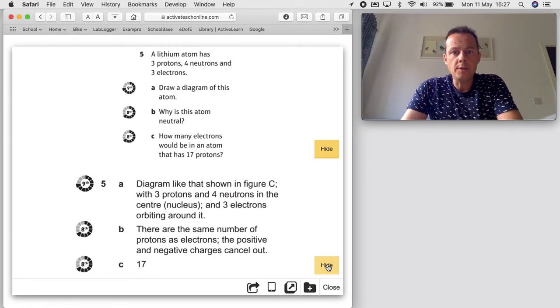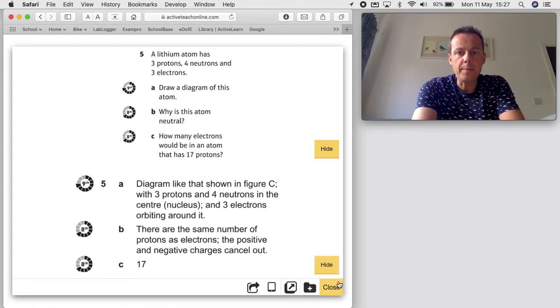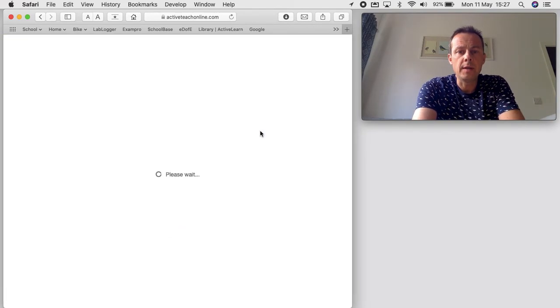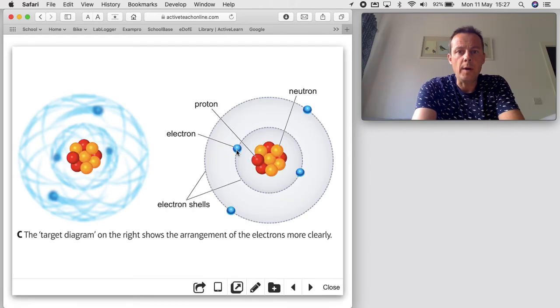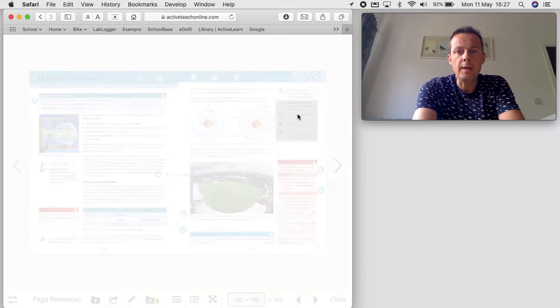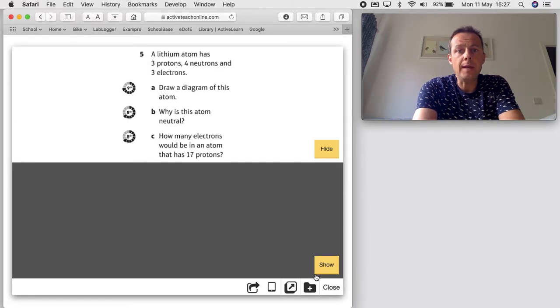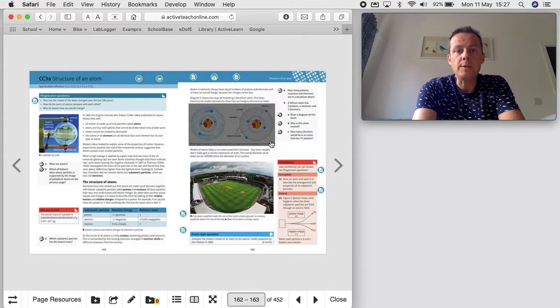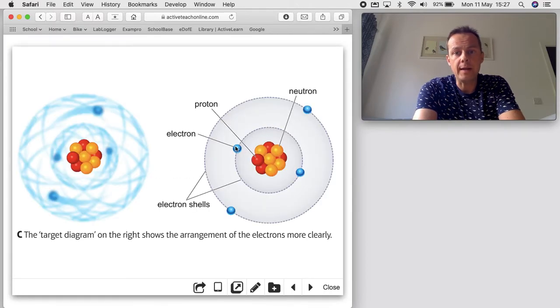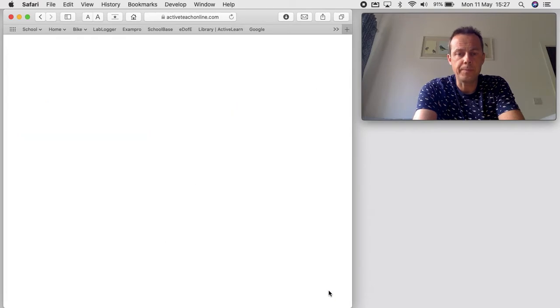Here we go. So the diagram should look like this. Whereas here we can see we've got 4 electrons. If we are drawing it for lithium, we would have just 3 electrons in the shells. We would have 3 protons and we would have 4 neutrons visible.